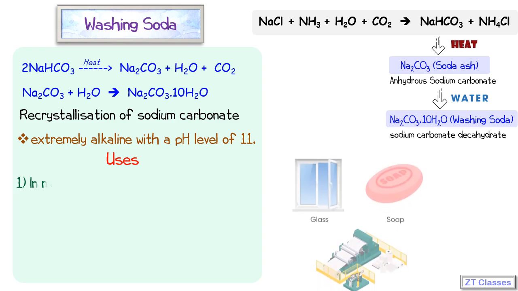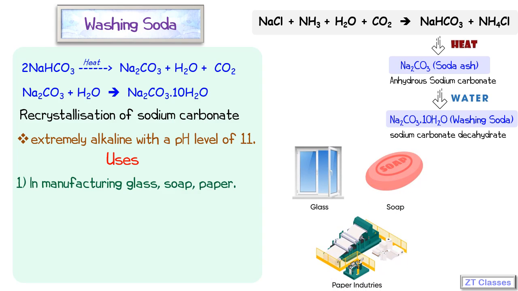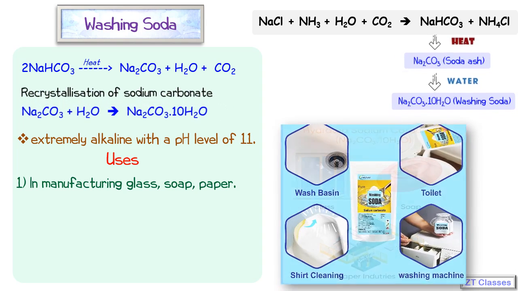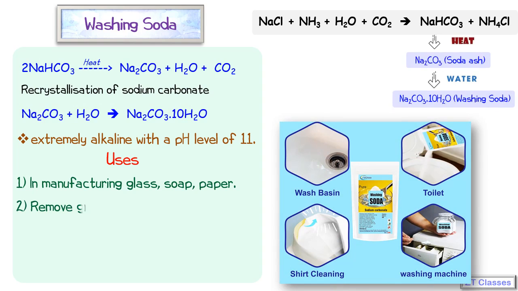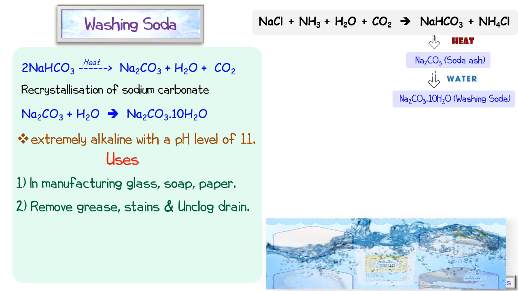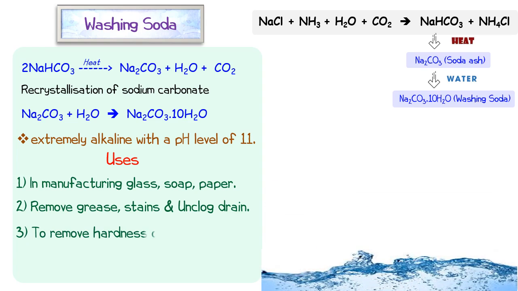Let's check its uses. The primary use is to manufacture glass, soap, and paper. So in the manufacturing industry, washing soda is one of the primary raw materials. In households, washing soda is used extensively for cleaning purposes, to remove grease and stains. Washing soda also helps us to remove the hardness of water.